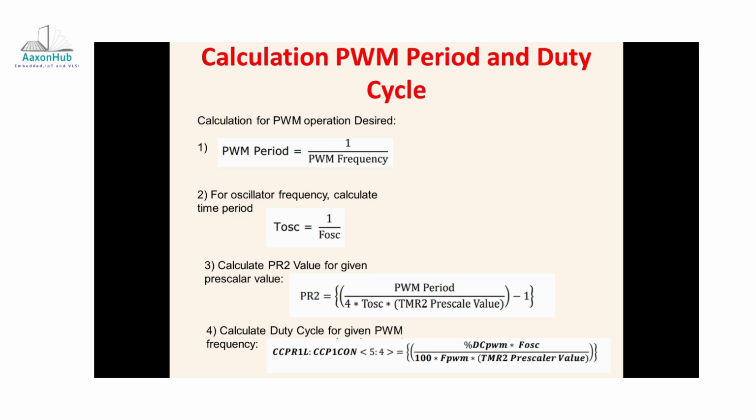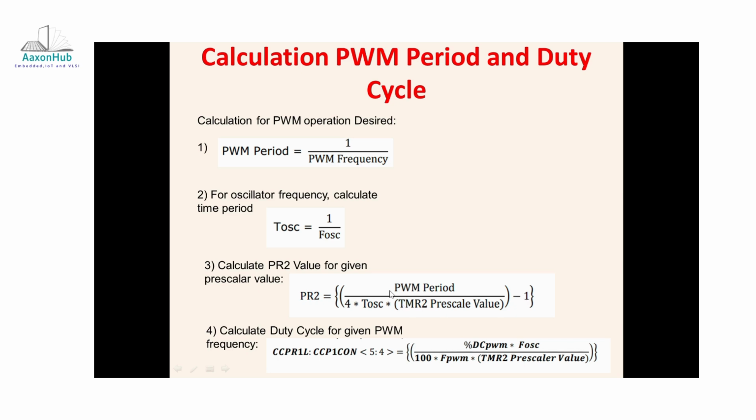Now this particular PWM operation is associated with a pre-scaler value. This pre-scaler is able to increase and decrease the period for your PWM. So for that matter, the third equation will be to calculate this PR2 value to be loaded in your PWM calculation. PR2 equals PWM period upon 4 into TOSC multiplied by the TMR2 pre-scale value, and everything minus 1.